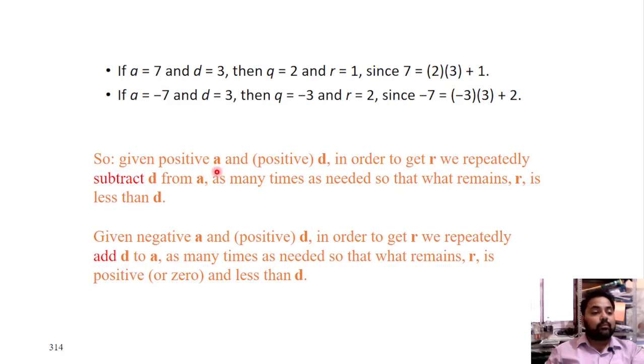So, given positive a and positive d, in order to get r, we repeatedly subtract d from a as many times as needed, so what remains, r, is less than d. Given negative a and positive d, in order to get r, we repeatedly add d to a as many times as needed, so that what remains, r, is positive or 0 and less than d.